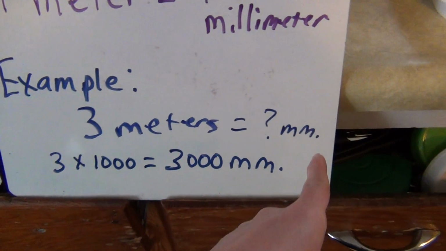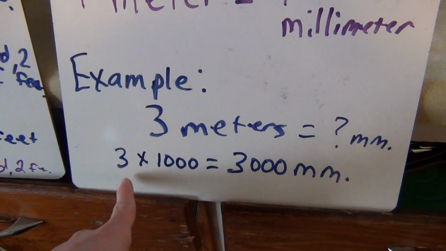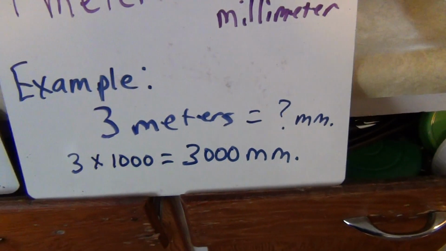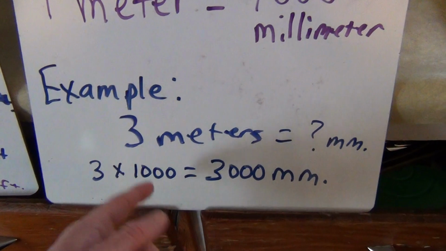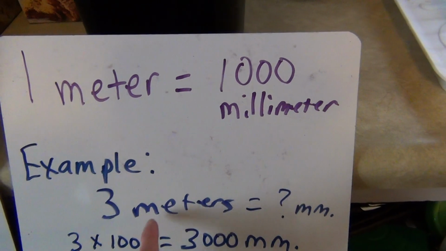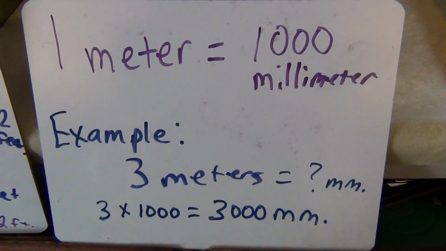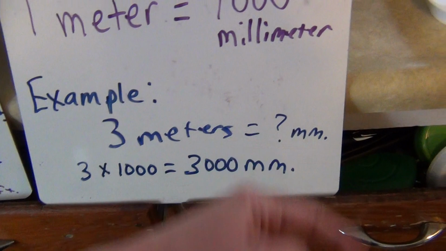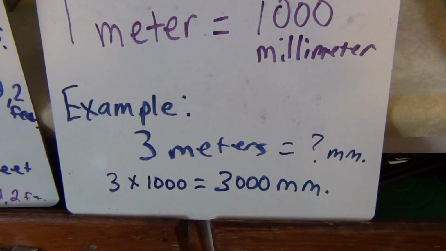3 meters equals how many millimeters? You just take 3 times 1,000 equals 3,000 millimeters. See, that's really all you're doing. To go from meters to millimeters, you just take that number times 1,000. It's really easy. If it was 50 meters, that would be 50 times 1,000.